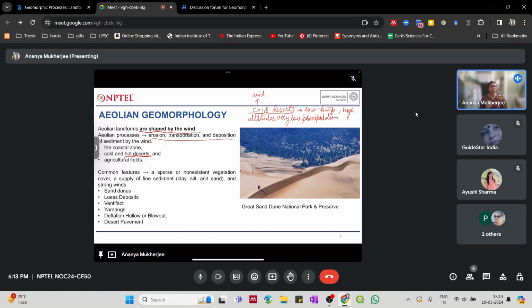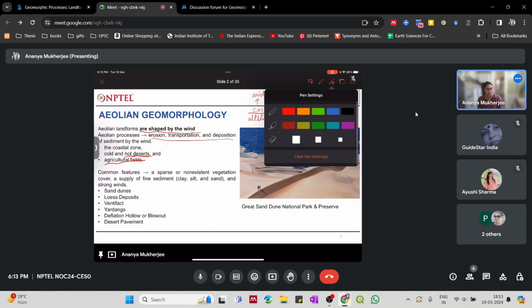Mostly the air over here is not just warm, but hot, and moisture content is going to be lower, and since it falls in the rain shadow regions, they also have very low moisture. These are the winds that are blowing over the hot desert area. We have examples of hot deserts in the Thar as well as the Gobi deserts. And then another environment is the agricultural fields.